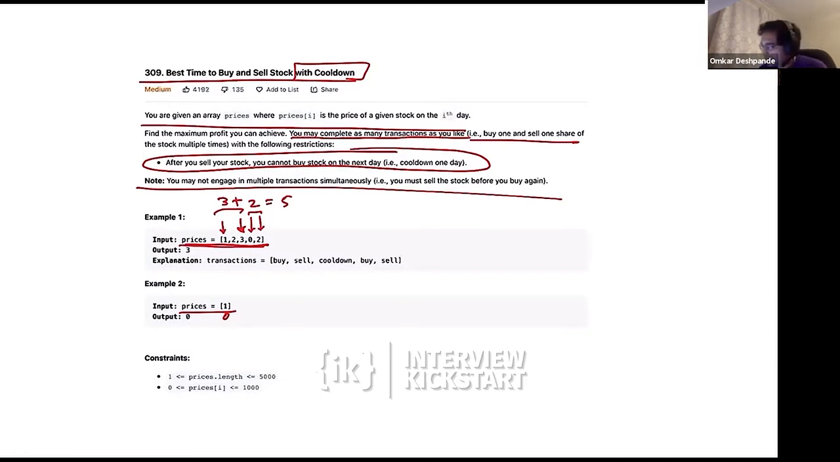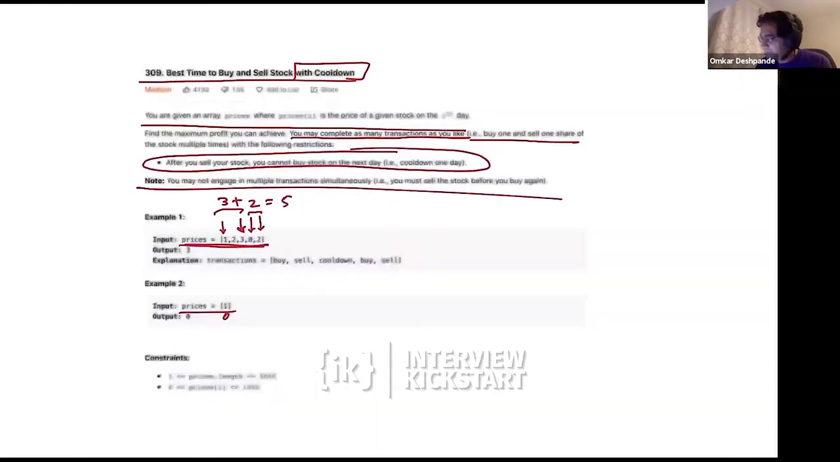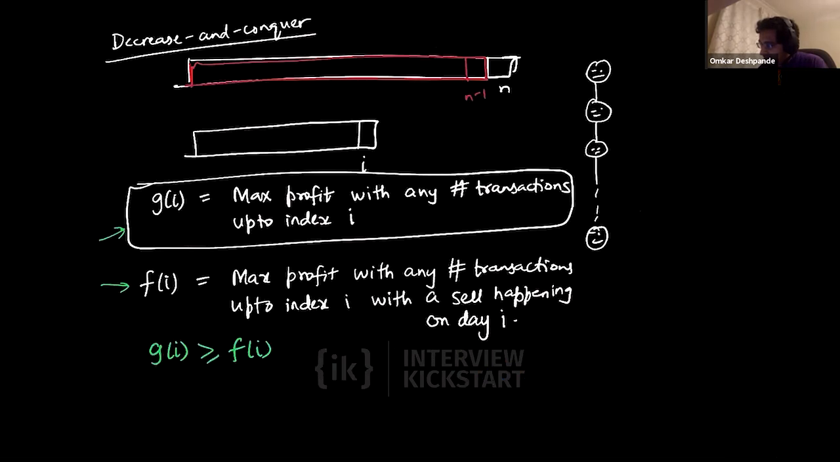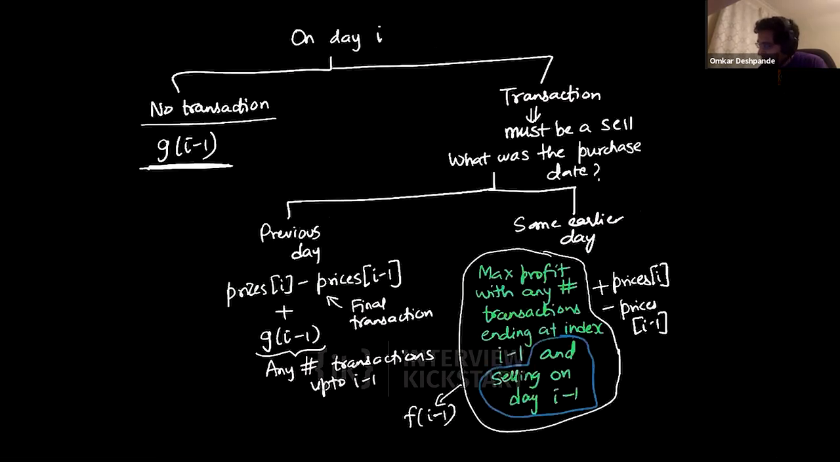Okay, so let's follow the same approach. We'll have a decrease and conquer approach where we take the global problem and create a generalized subproblem out of it, which applies to an arbitrary manager in the hierarchy. So let's actually keep the definition the same. G of I would be maximum profit with any number of transactions up to index I.